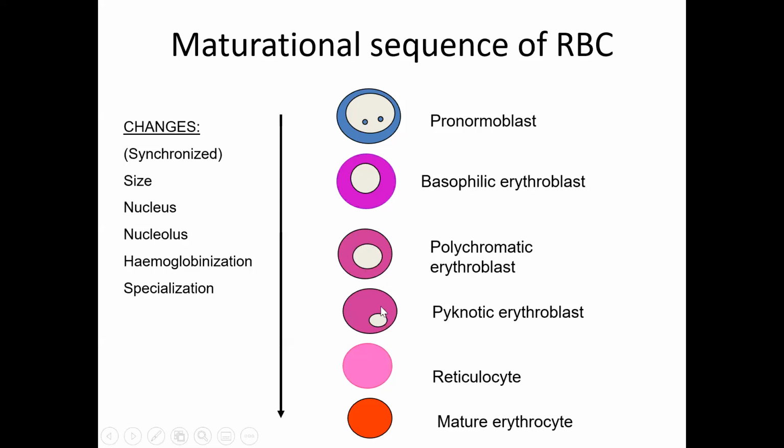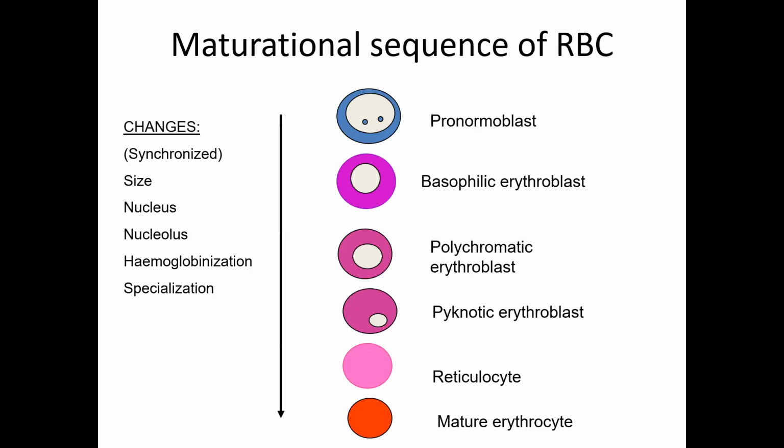Then you get your pycnotic erythroblast. This one now has very pink cytoplasm. The nucleus is still present, but it is very small, shrunken, and dense. That is the pycnotic erythroblast. That's further shrinking in size, and you get the reticulocyte. In the reticulocyte, the nucleus has been extruded. It has no nucleus. However, it has what we call RNA strands. The RNA still persists in the reticulocyte, and this is what differentiates it from a mature erythrocyte.